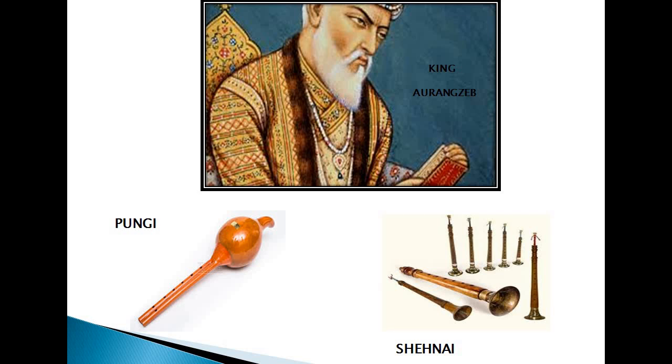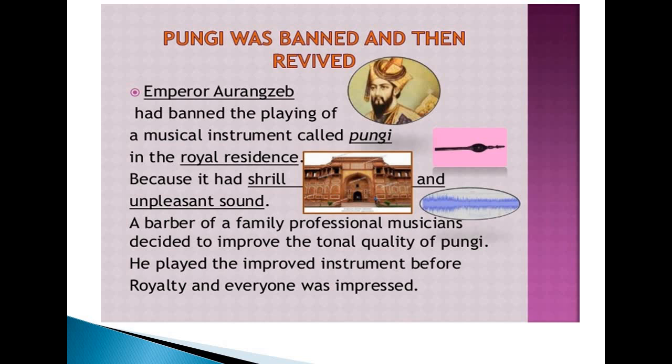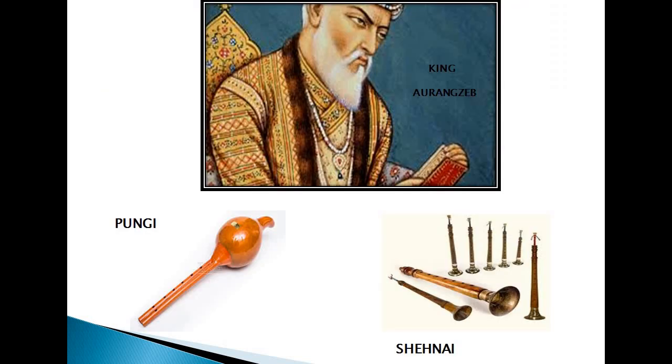In the chapter also you'll get to know, I'm just giving a small briefing. In King Aurangzeb's court, it was the pungi that was played. But the sound proved to be very shrill in the royal residence, and the pungi was banned. King Aurangzeb said the pungi's sound cannot be tolerated and it must not be a part of the royal court. So there was a need to bring out a new instrument. But then, it was a barber who thought of a new instrument.